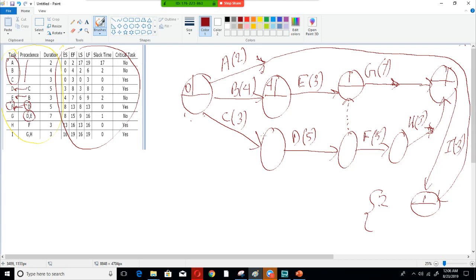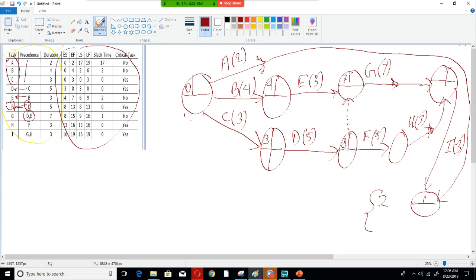So if we take the path C from here, we can go to this state with only 3. If we take this path, 4 plus 3, it will be 7. If we take this path, it will be 3 plus 5 equals 8.